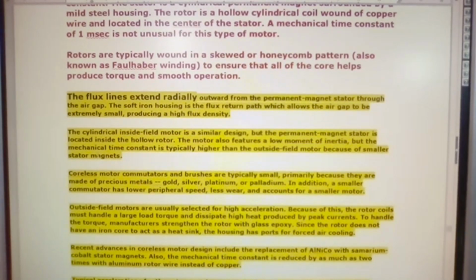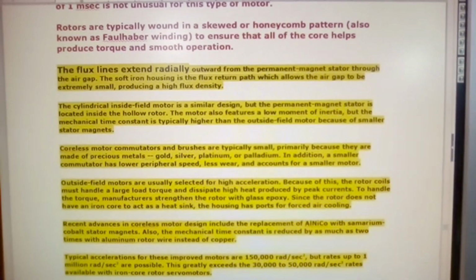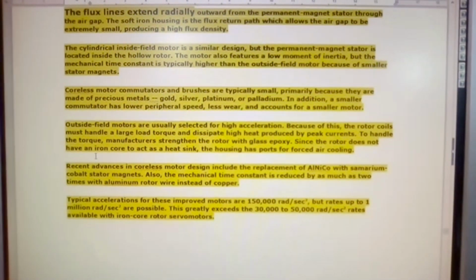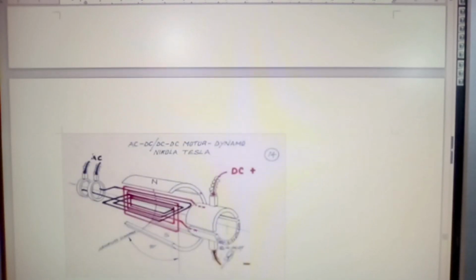The flux lines extend radially, etc. So that again is for you to look at and read. I've tried to highlight some of this work so that it's easier for people to view, and to take other people into account. I hope that it has worked for you all.